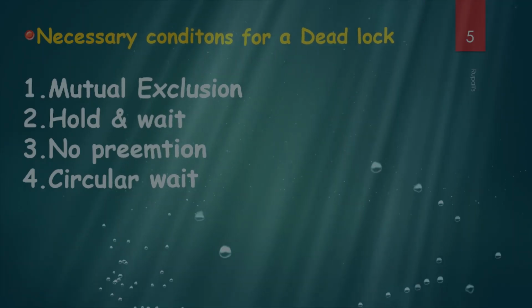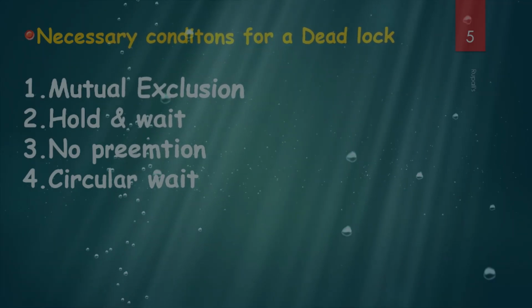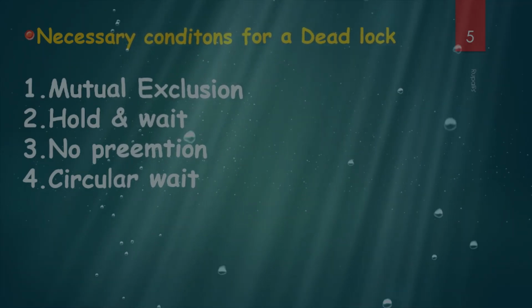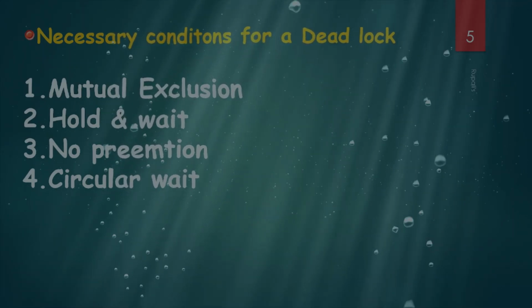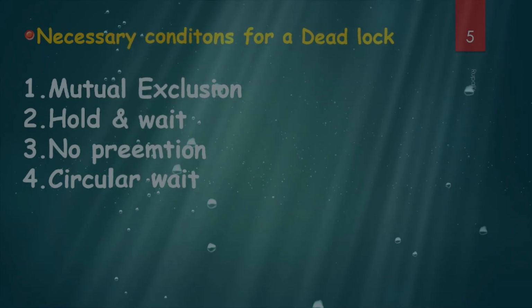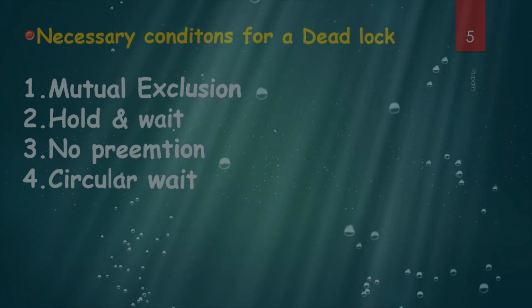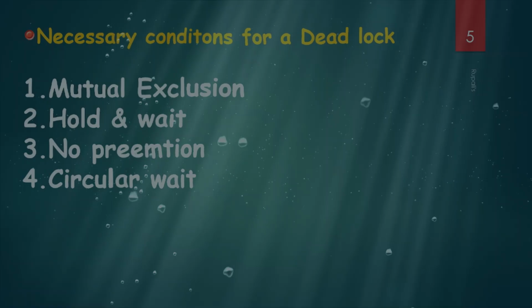So, what are the necessary conditions for a deadlock? First, mutual exclusion. Second, hold and wait. Third, no preemption. And fourth is circular wait. We have to learn each and every condition in detail.